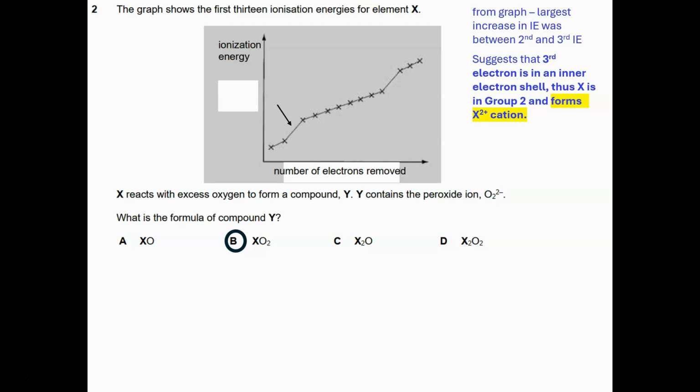So this element X has 2 valence electrons. It is in group 2, it forms X2+ cation. So when X2+ combines with O2-, they will combine in a 1-to-1 ratio so that the compound is electrically neutral. So the compound is XO.